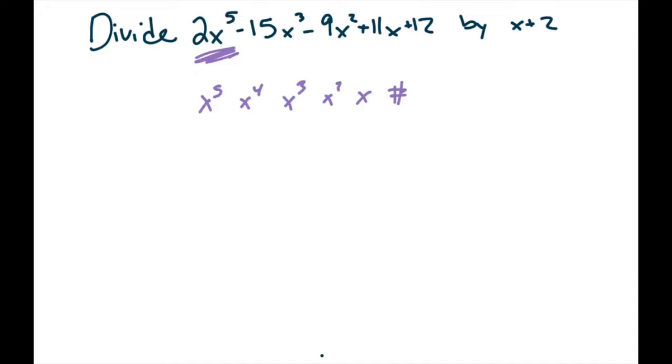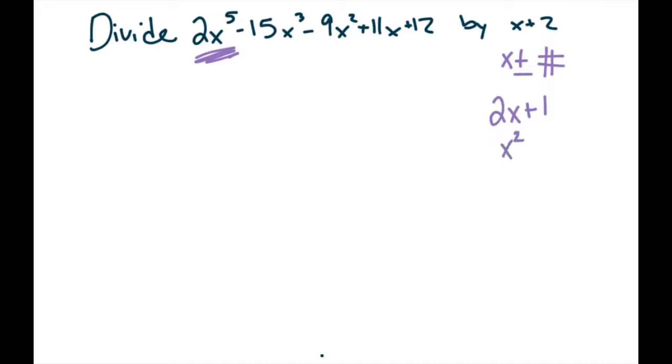The second thing we need to know is that the thing that we're dividing by has to look like x plus or minus, either operation there, a number. So we can't have something like 2x plus 1. We can't have something like x squared plus 1, because neither of those are strictly x plus or minus some number. Let's get into it.